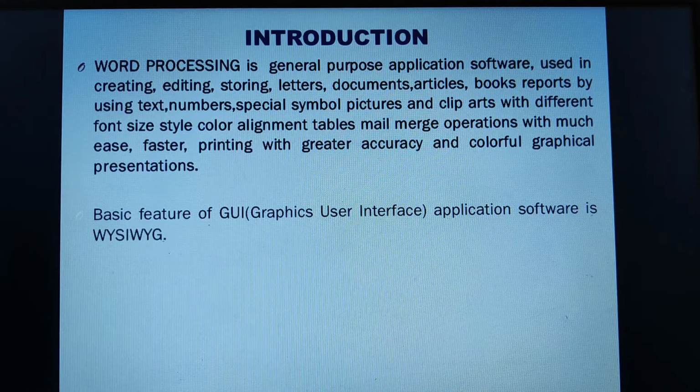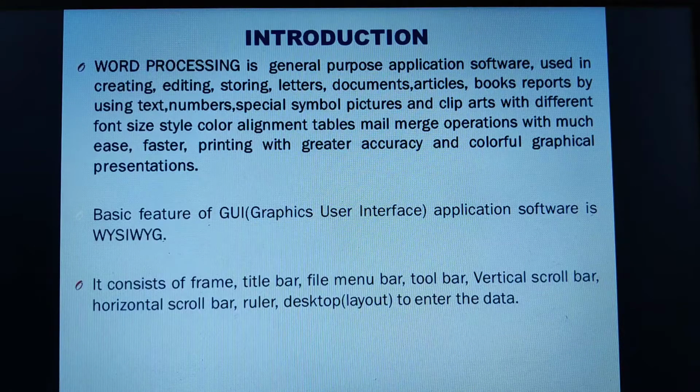Now let us proceed. What does the basic layout of word processing consist of? The basic layout of word processing consists of the frame, the title bar, the menu bar, tool bar, vertical scroll bar, horizontal scroll bar, and then the ruler. Okay, so let us proceed with the frame.